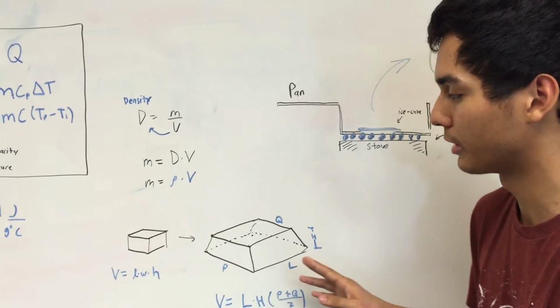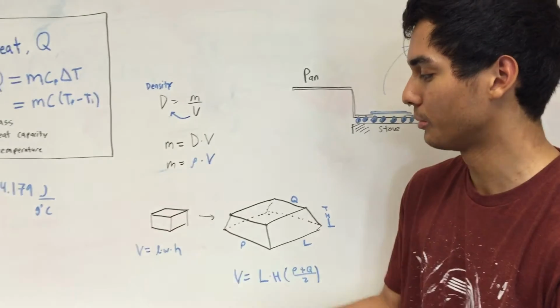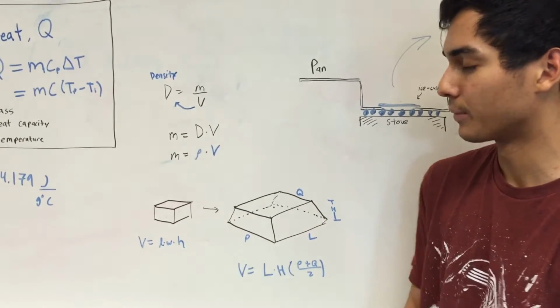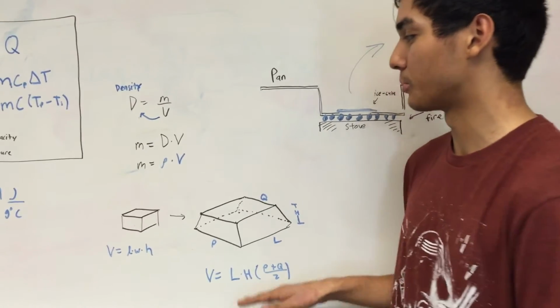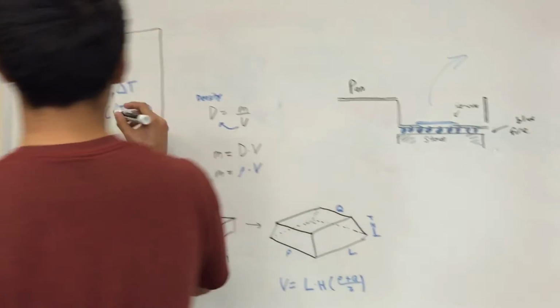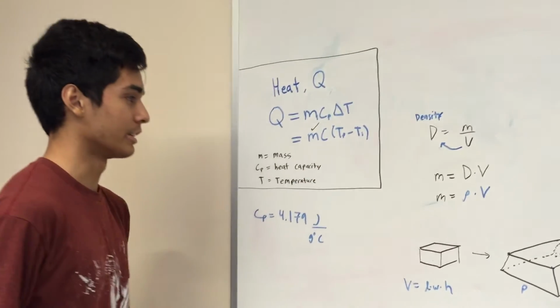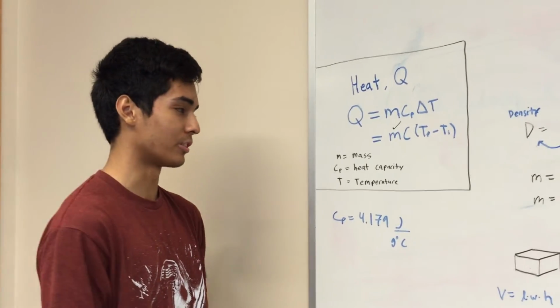So if you want to be a little less precise, you can pretend that it's just a regular ice cube and then just do length times width times height. Or you can use this equation to find the volume. And whatever volume it is, you just multiply it by the density, which gives you the mass, which is the first term of this equation. Cool. And the heat capacity is really easy because it's just 4.179 joules per gram degree Celsius.